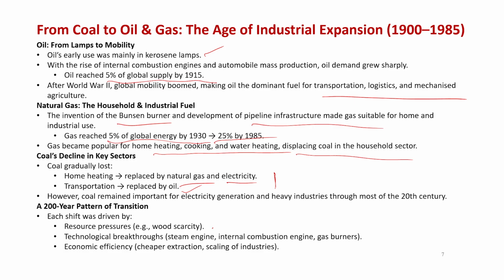One was resource pressure. The wood decrease started when cities started to grow, or the localities started to grow, and people started finding it difficult to source enough biomass or wood, which was needed for the running of those places. That's where the whole focus on coal first came into the picture.